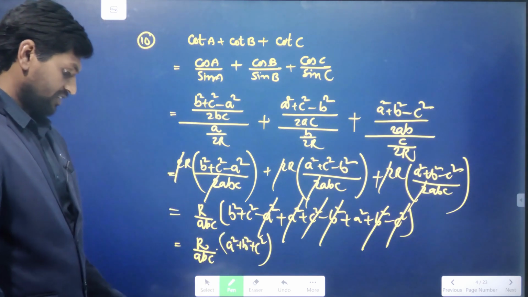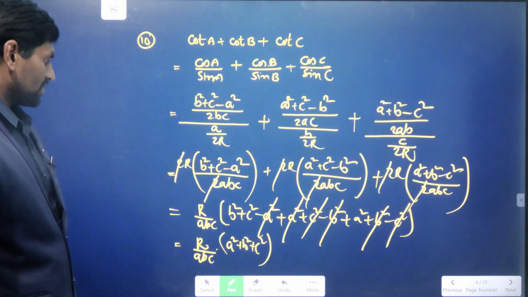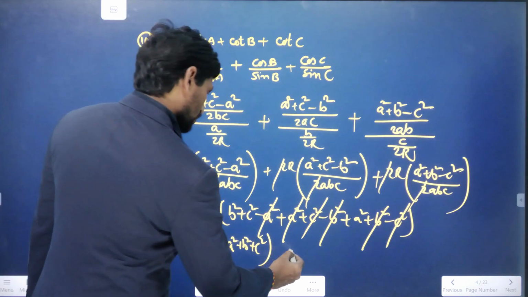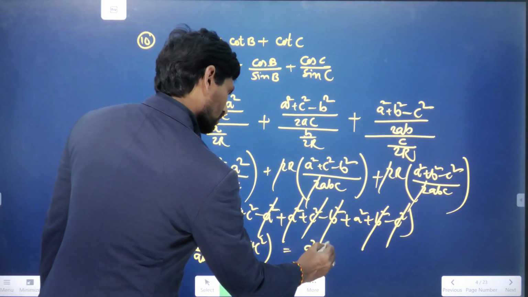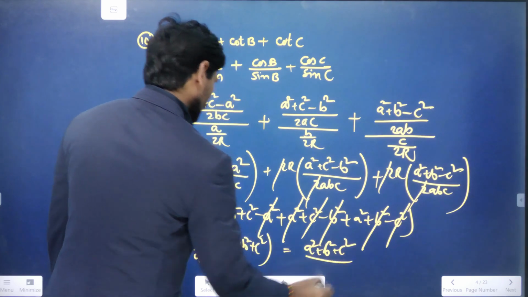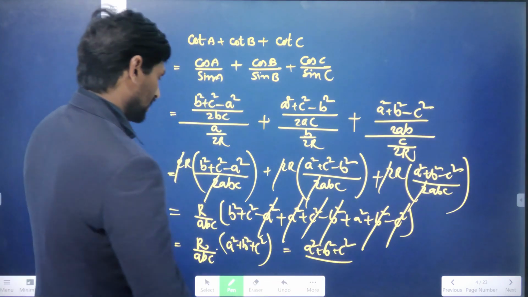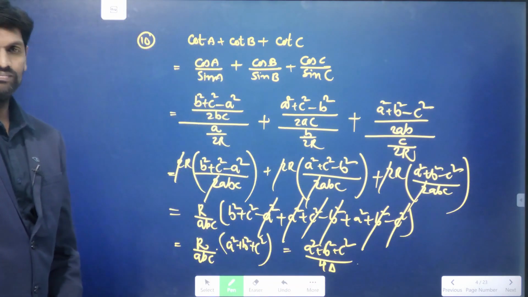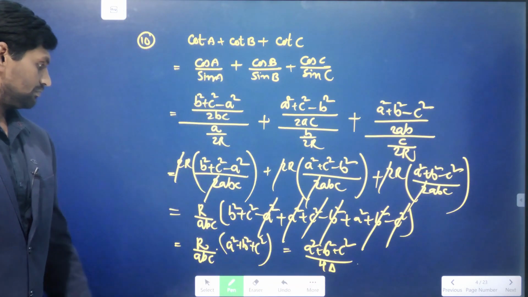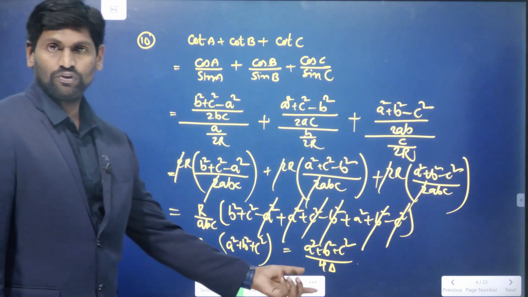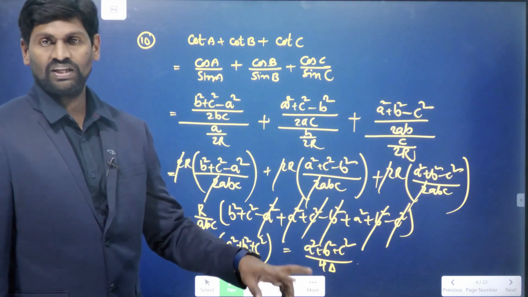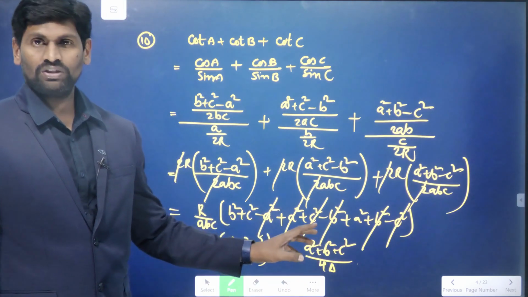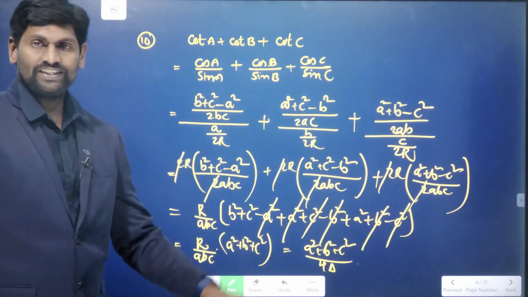And what is the option we have? A square plus c square. This one, in the place of r by abc, we can write 4 delta. Okay, na? How it is 4 delta we will discuss in the next synopsis, then you will get the formula. So, no time to waste. Okay, we will go to the next problem.